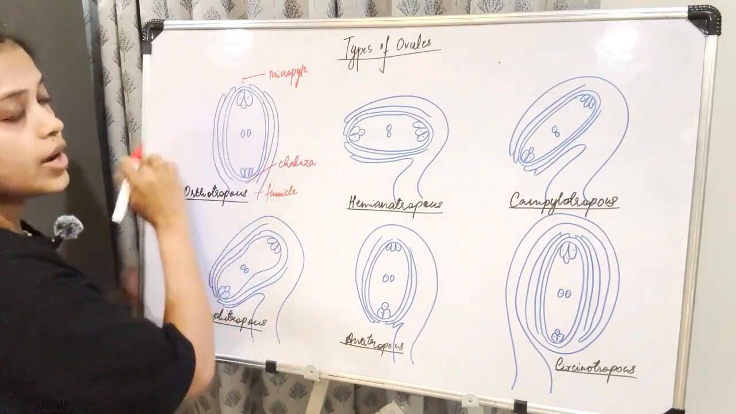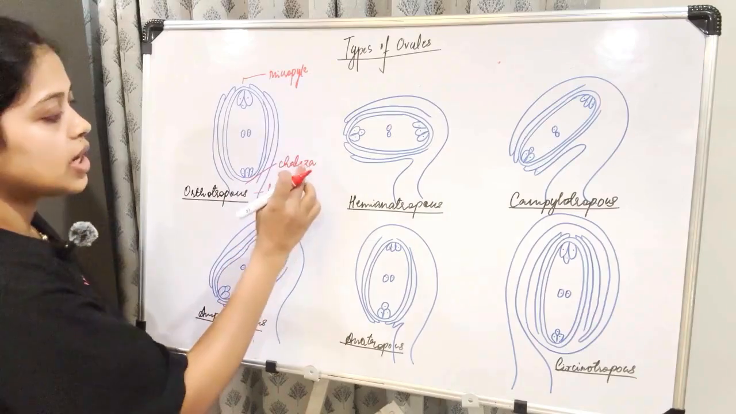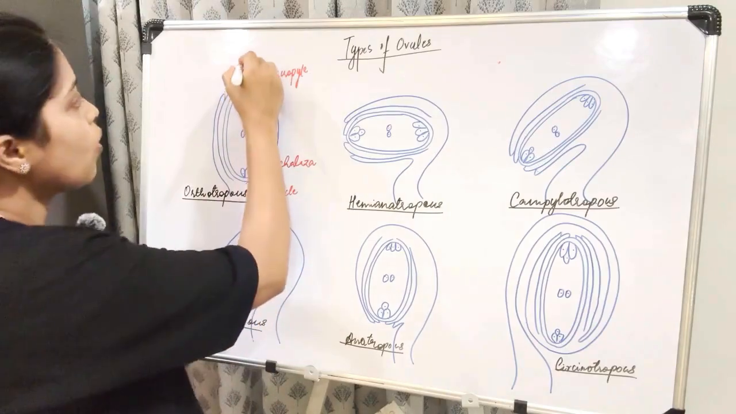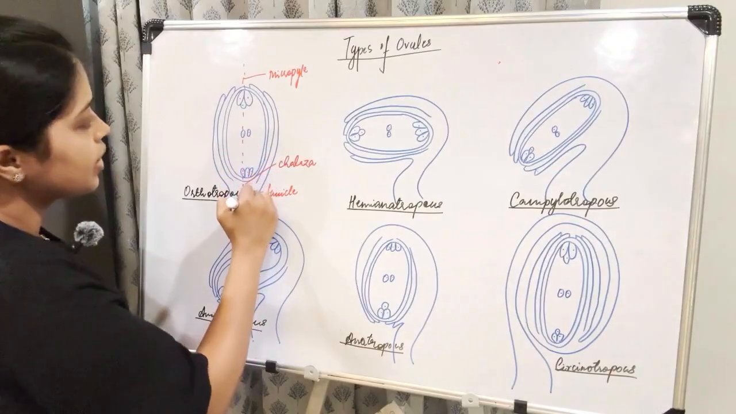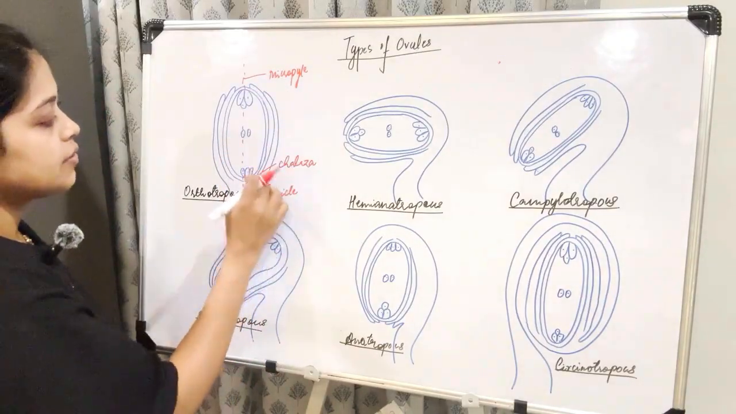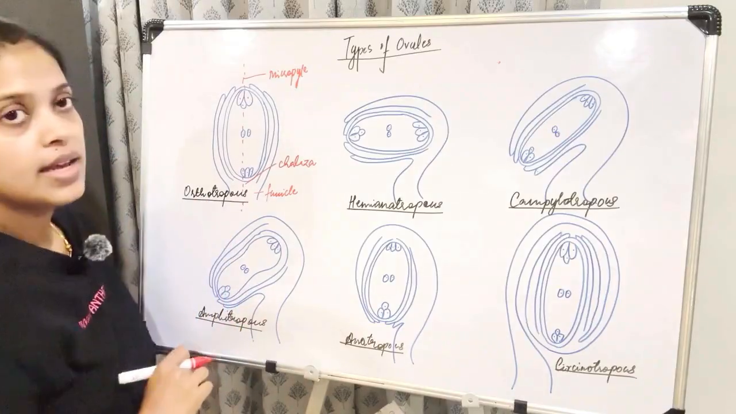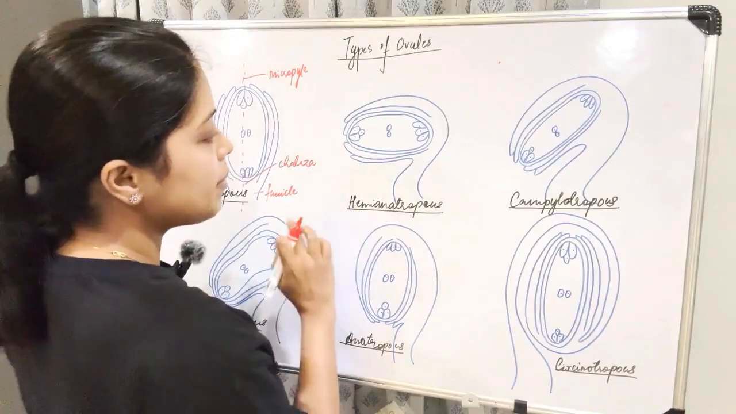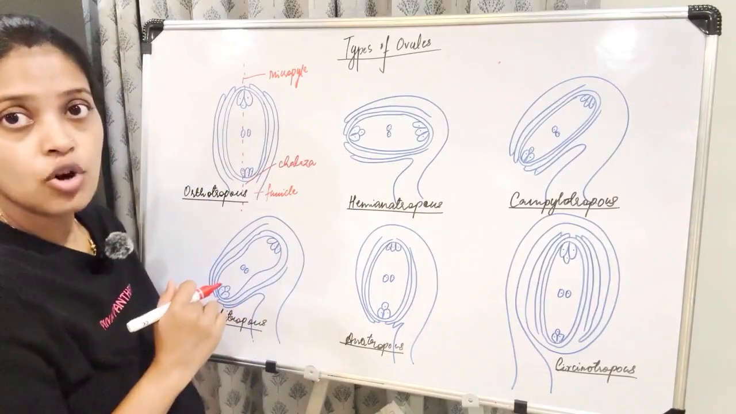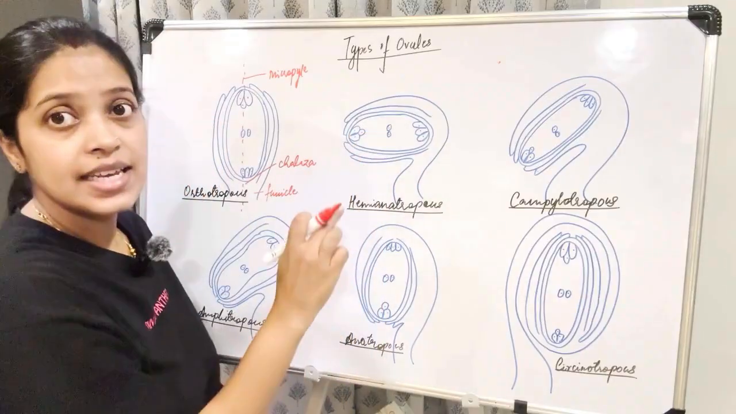Here is your egg cell. In orthotropous, the micropyle, chalaza and funicle all lie in the same line. You can see micropyle, chalaza and funicle all lie in the same line. So this is called orthotropous ovule. Then we'll move to the hemianatropous.